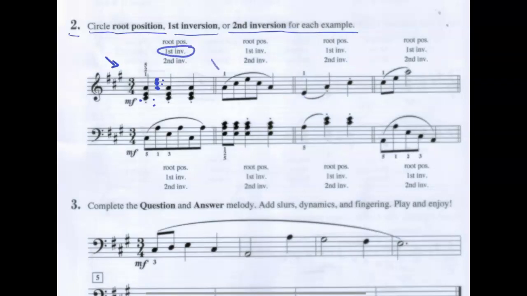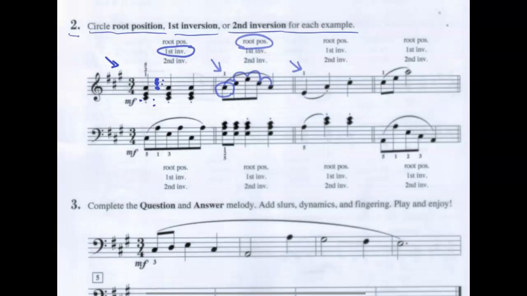Okay, let's look at the second example. Let me play this passage. Okay, so this was a broken chord, right? A, C, E, C, A. And the lowest note is the tonic, A. So this is root position.